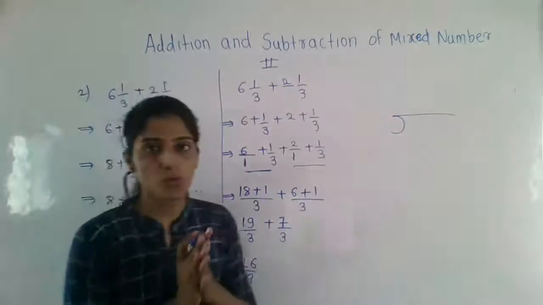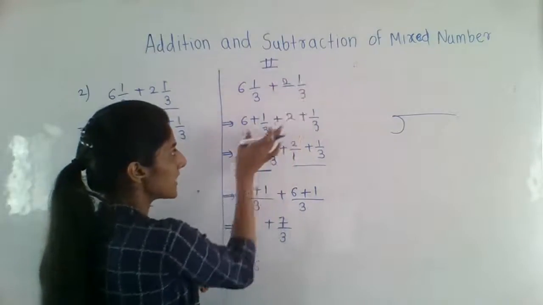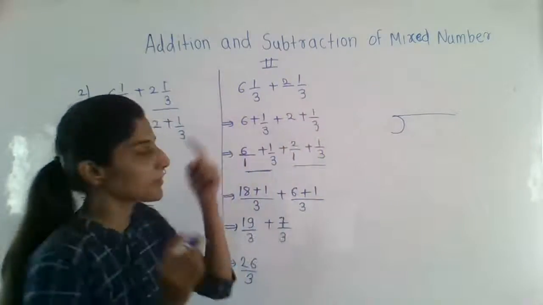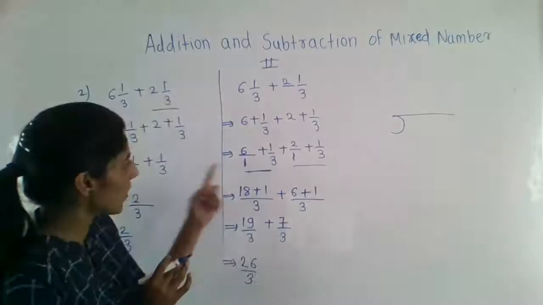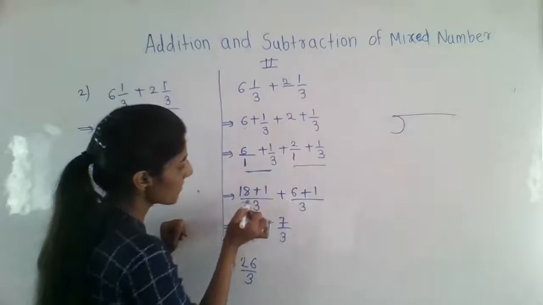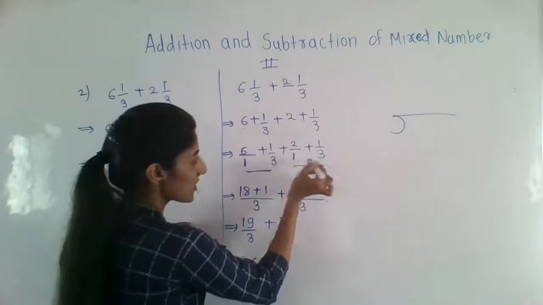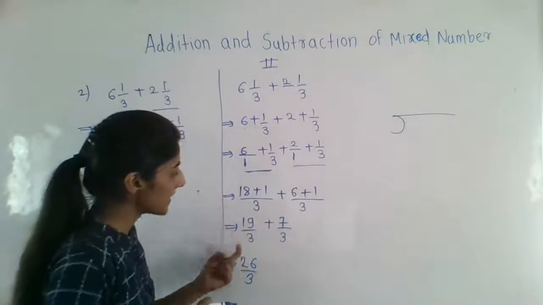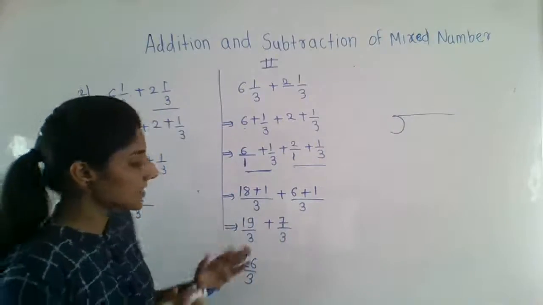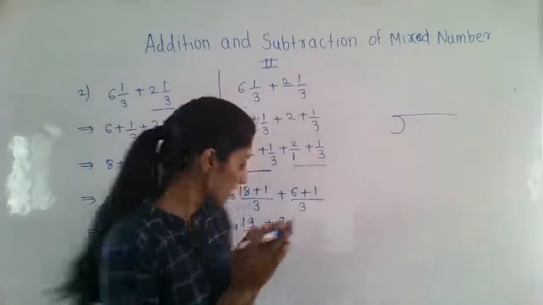Here our numbers are 6 and 1 by 3 plus 2 and 1 by 3. Denominator is absent, therefore take it as 1 and cross multiply: 6 into 3, 18, plus 1 ones are 1, upon 3. 3 twos are 6 plus 1 ones are 1, upon 3 ones are 3. 18 plus 1, 19 by 3; 6 plus 1, 7 by 3. 19 plus 7, that is 26 by 3. 26 by 3 is an improper number and we have to convert it into a mixed number.